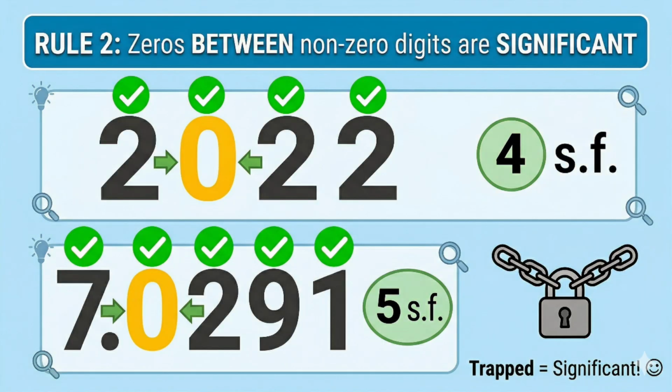Rule 2. Zeros between non-zero digits are significant. Take 2022. That zero sits between the first two and the second two. It's trapped in the middle, so it's not just a placeholder. It tells us something real about the number. We count it. 4 significant figures. Same with 7.0291. The zero is between 7 and 2, so it counts. 5 significant figures total. Remember, if a zero is trapped between other numbers, it's significant.